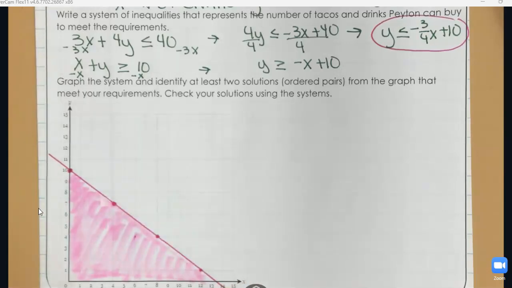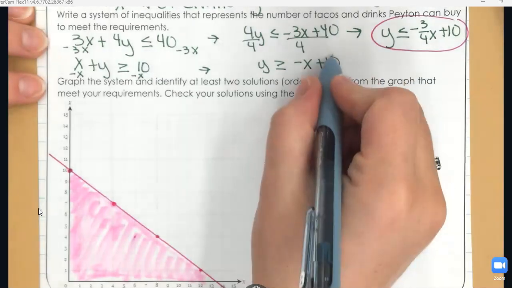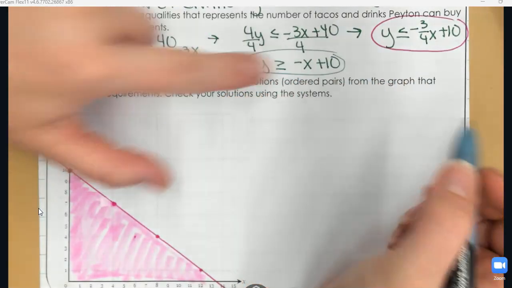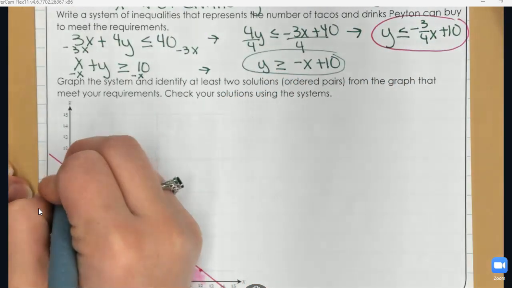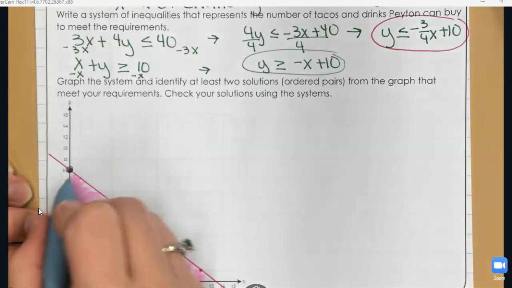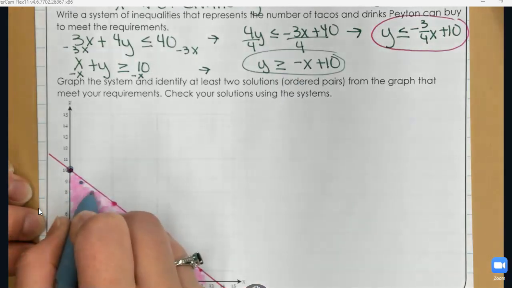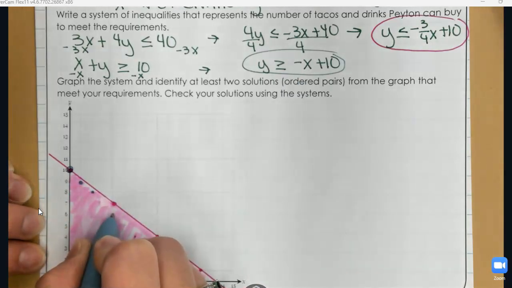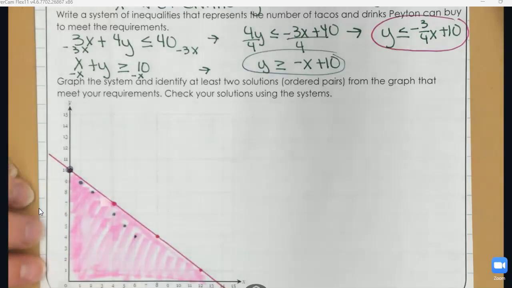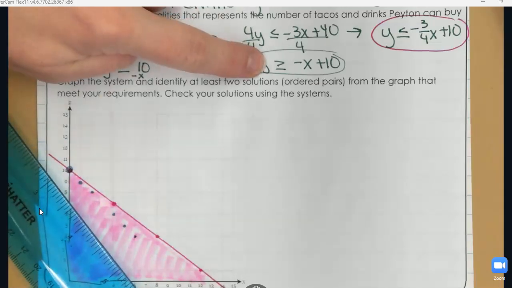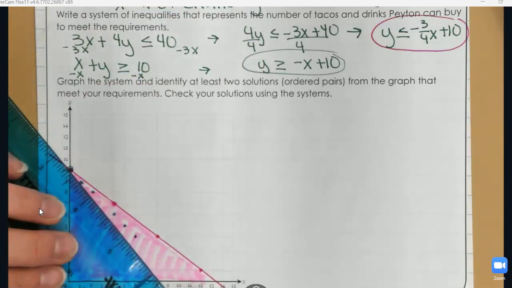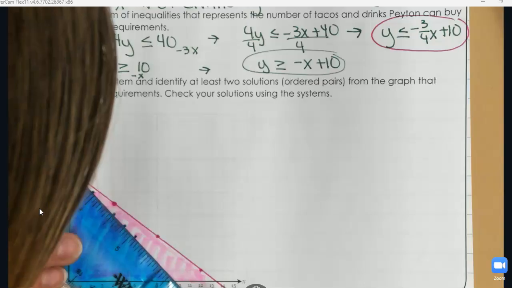Okay, I'm now going to graph my other one in blue. This one also starts at 10. I have a y-intercept of 10, but my slope is negative 1. So down 1 over 1, down 1 over 1, on, and on, and on. And this one also gets a solid line because our inequality is underlined.